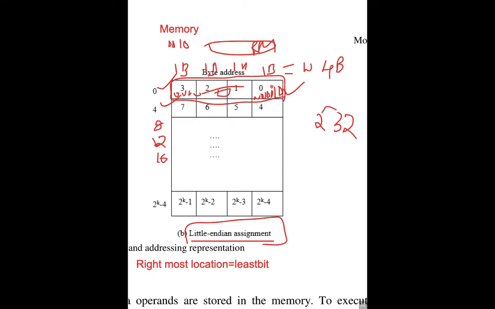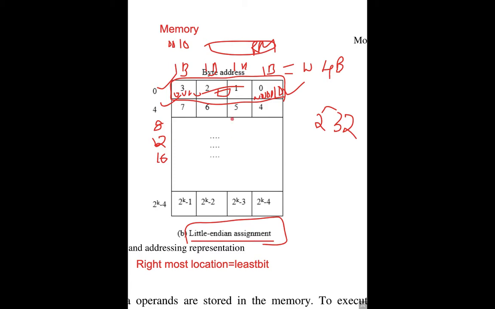What is the least bit? In 2, see here 0, 1, 0, 0, 0, 0. Count from the left side. The last ones are the least bits available. I'll keep them in the rightmost location. That means this is the rightmost location. Then we will say that this kind of memory location addressability is known as little endian assignment. I hope you are able to understand.